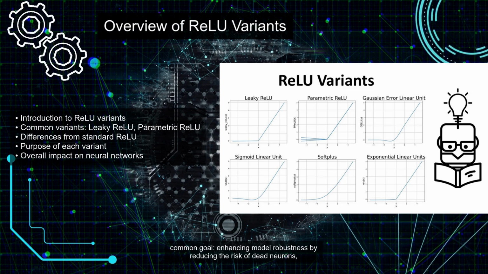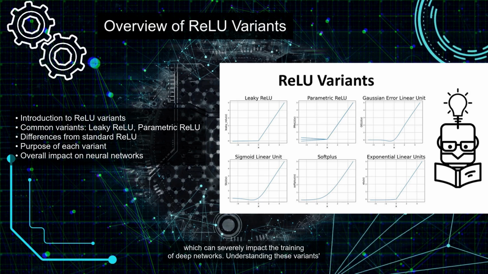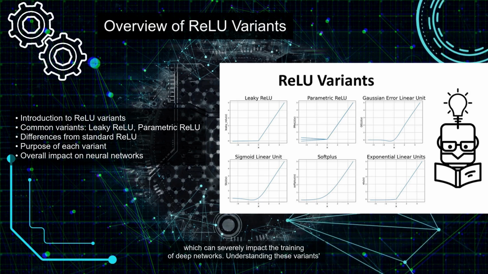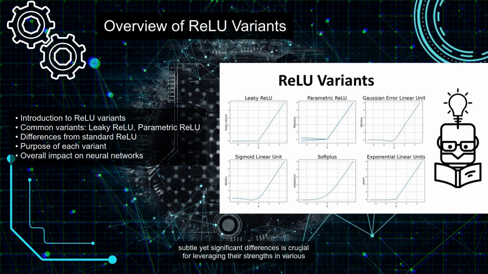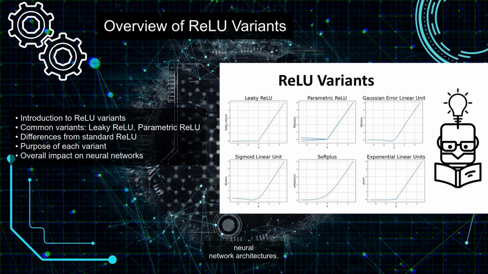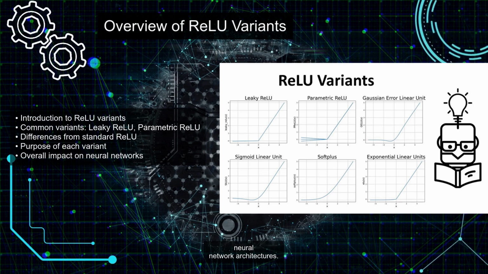These variants share a common goal: enhancing model robustness by reducing the risk of dead neurons, which can severely impact the training of deep networks. Understanding these variants' subtle yet significant differences is crucial for leveraging their strengths in various neural network architectures.